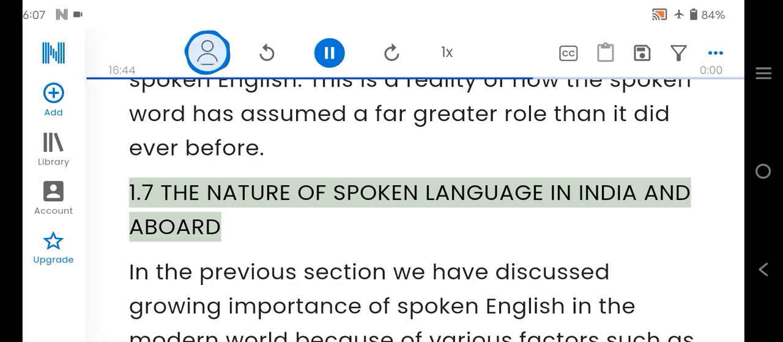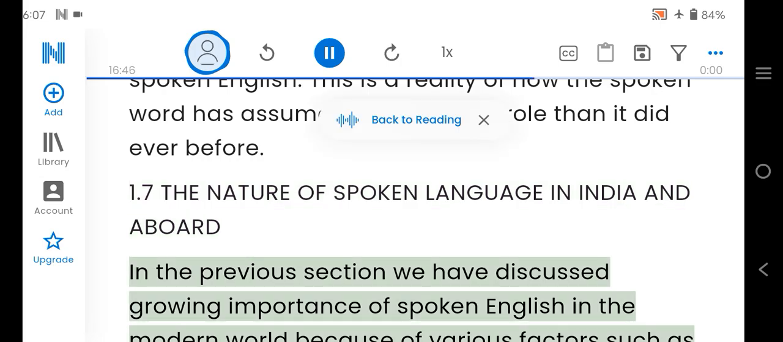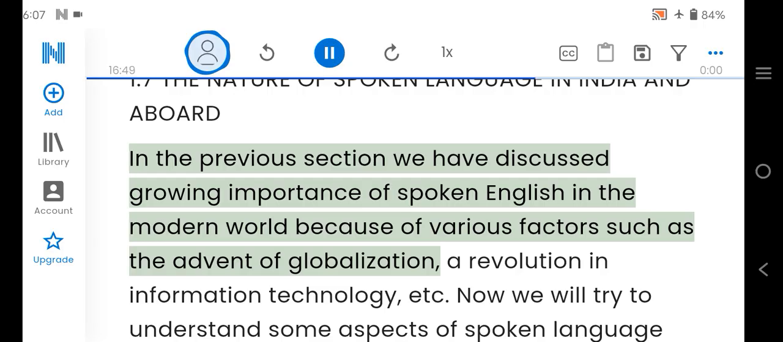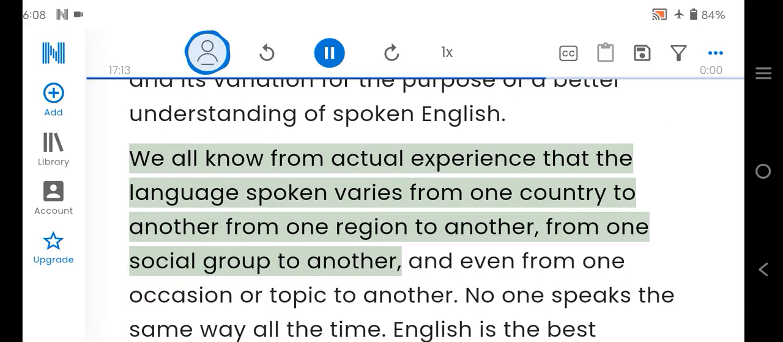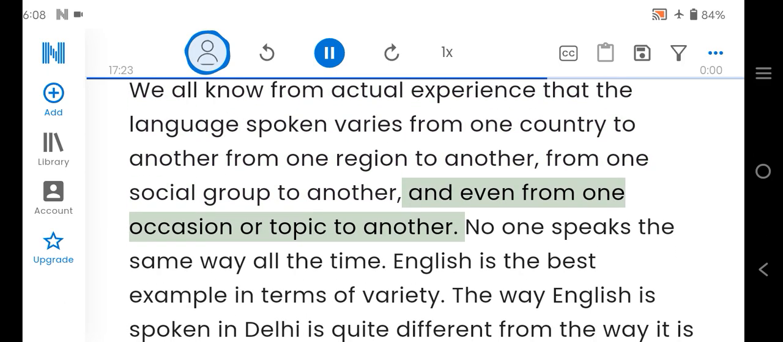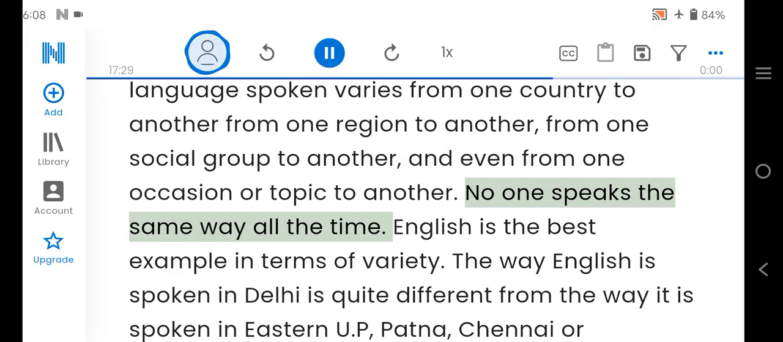1.7 The nature of spoken language in India and abroad. In the previous section we have discussed the growing importance of spoken English in the modern world because of various factors such as the advent of globalization, a revolution in information technology, etc. Now we will try to understand some aspects of spoken language and its variation for the purpose of a better understanding of spoken English. We all know from actual experience that the language spoken varies from one country to another, from one region to another, from one social group to another, and even from one occasion or topic to another. No one speaks the same way all the time.